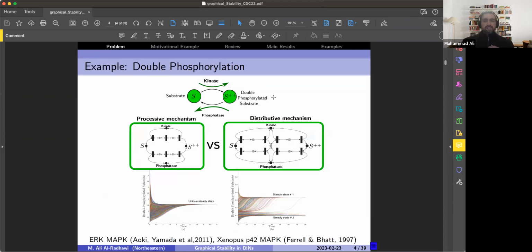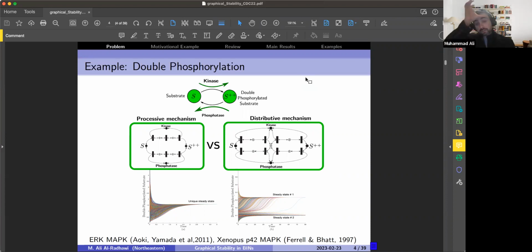This is an example that I would use to illustrate the point here. This is what is called a double phosphorylation cycle. You have a substrate, and there is a kinase that can attach phosphate groups to this substrate. This can happen in two ways. The first is known as a processive mechanism. The kinase binds to the substrate, and it just grabs phosphate groups from the environment and keeps attaching them to the substrate, and then it leaves, and you get a doubly phosphorylated substrate.